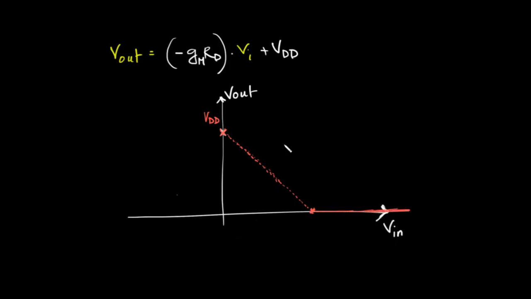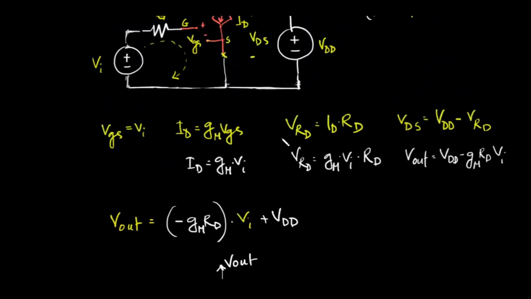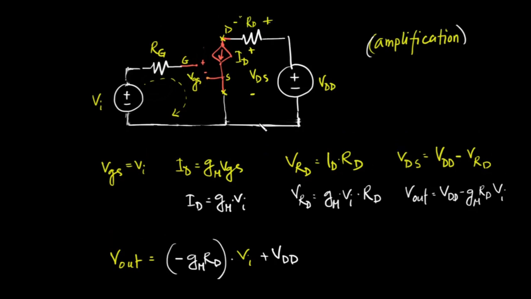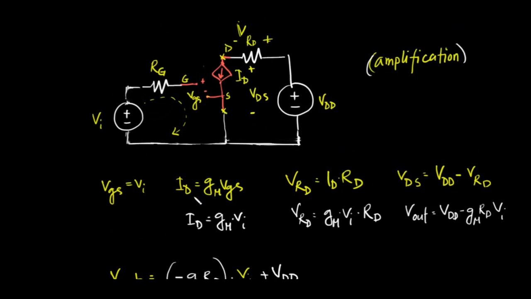Okay, and similarly for negative input voltages, what will happen? For negative input voltages, as we told earlier, the FET will be cut off. So if the FET is cut off, then ID will be 0, right? If ID is 0, then VRD is 0, and if VRD is 0, then VDS is equal to VDD. These two things will be equal. So Vout will be constant at VDD.